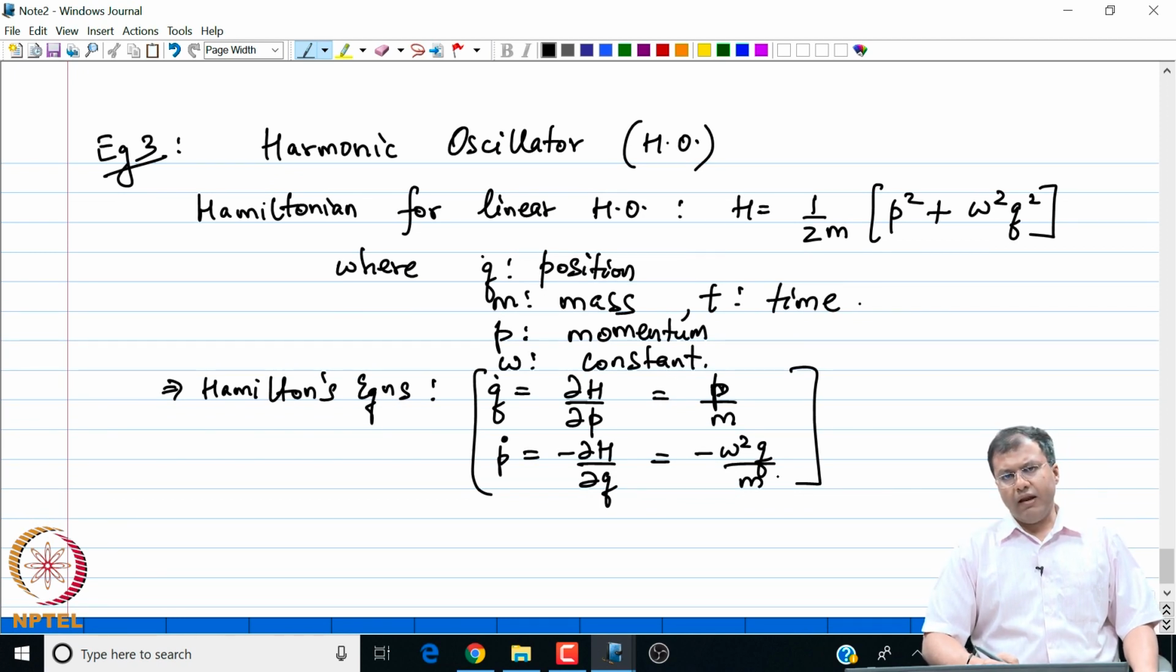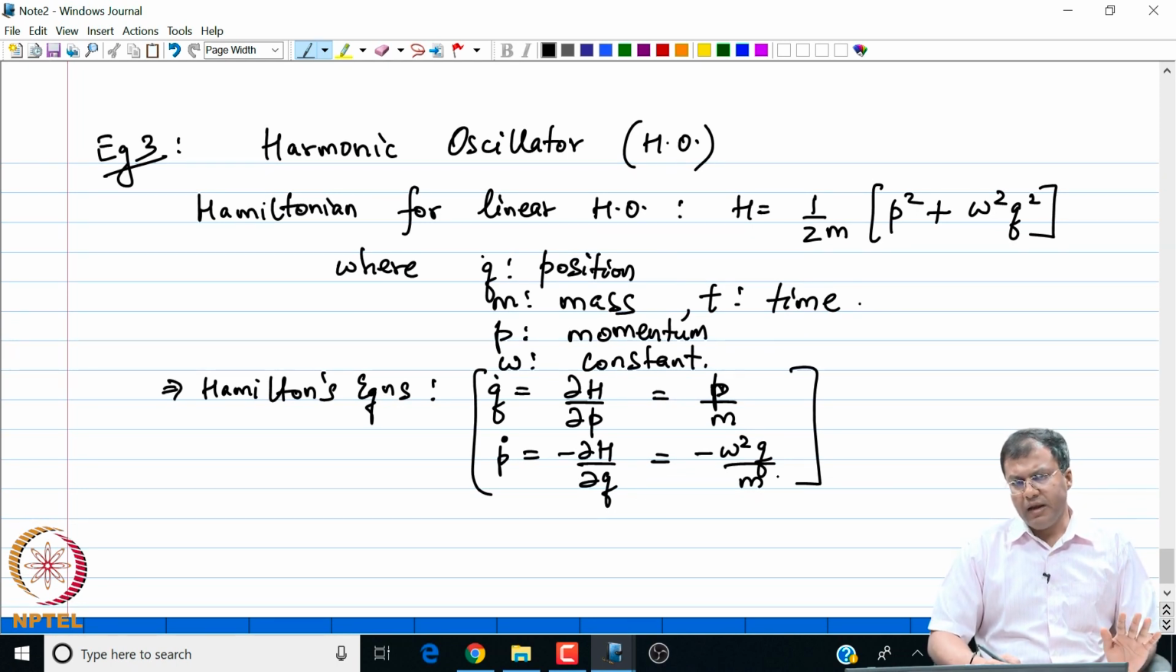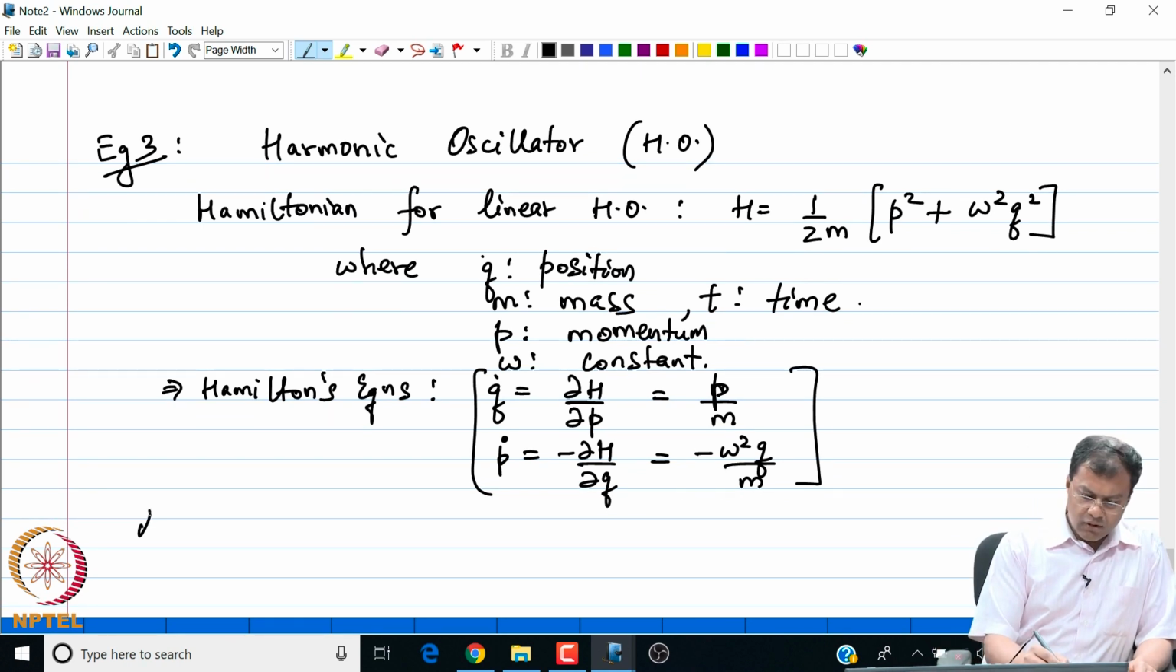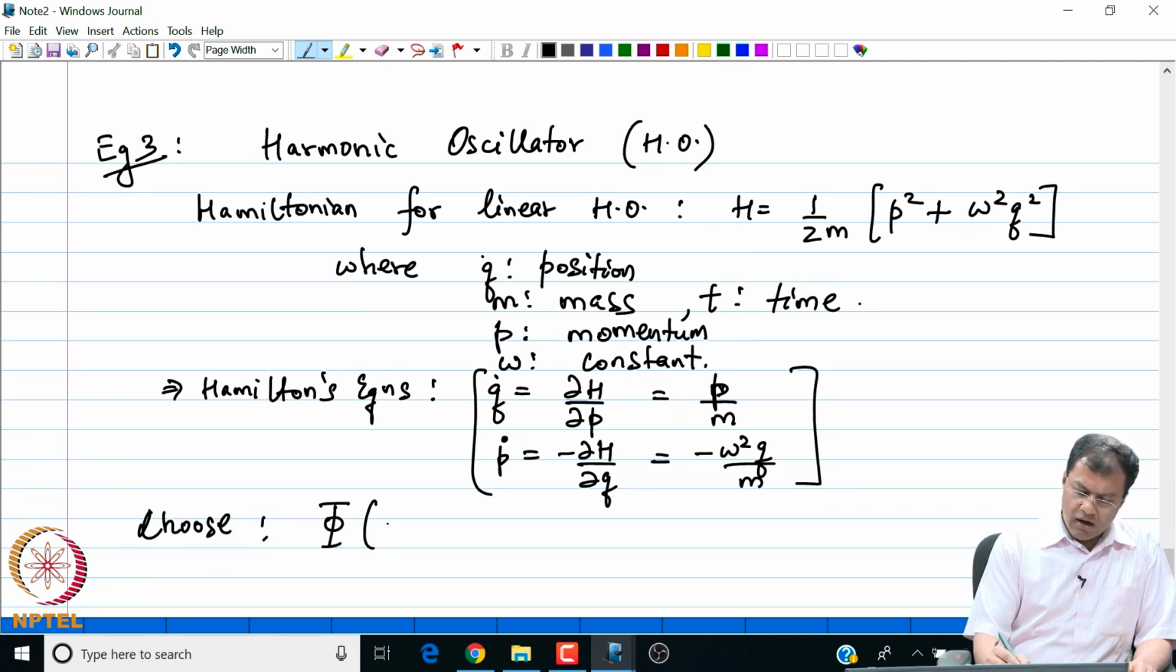So symplectic map, and then we need the so called generating function. Later on we will see that finding the generating function is very methodical. Right now, using some hit and trial, we assume a form of generating function, and the form is chosen so that the Hamiltonian in the new coordinate frame is very simple. So we choose our generating function phi of q comma capital Q to be omega q square by 2 cot Q.